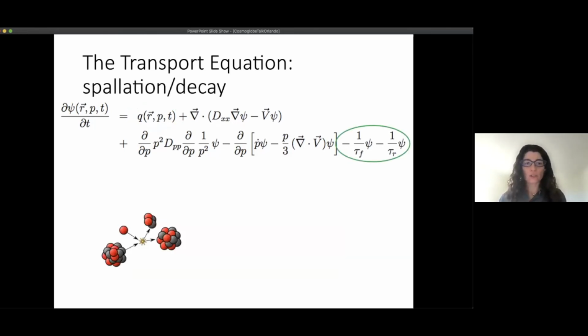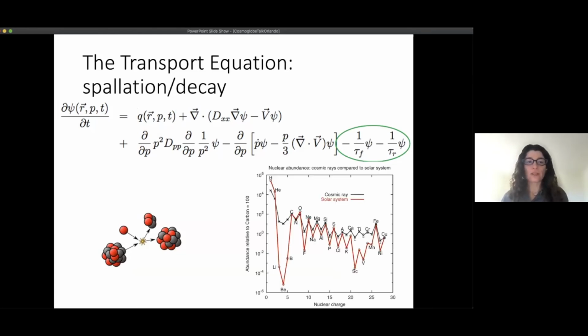During propagation, the particles are affected by spallation processes and nuclear decay that generate new particles. They are also called secondary cosmic rays, to distinguish them from primary cosmic rays. So elemental abundances change, and tau_f here is the time scale for loss by fragmentation, and tau_r is the time scale for radioactive decay.